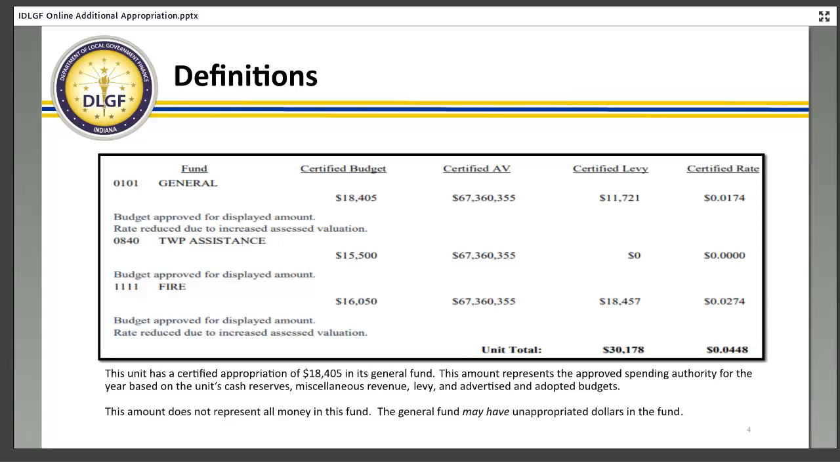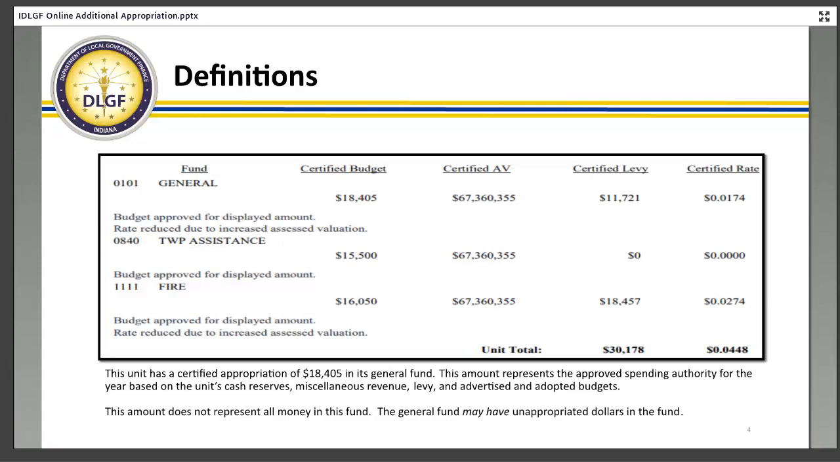Starting on the left-hand side, we've got the DLGF official fund number and fund name. Skipping over budget, we're next looking at the certified assessed value, the total value of all taxable property within a given area. The certified levy column represents the amount of new property taxes that are going to be generated and are pledged towards the appropriation or towards the budget. And then the certified rate is the actual tax rate necessary to generate the amount of levy that's going to go into the budget.